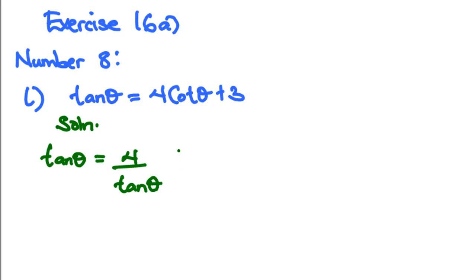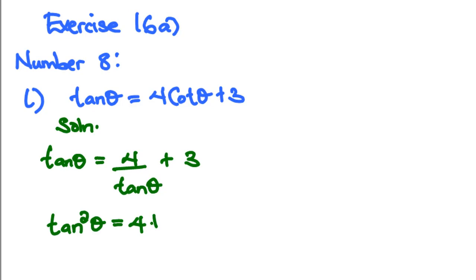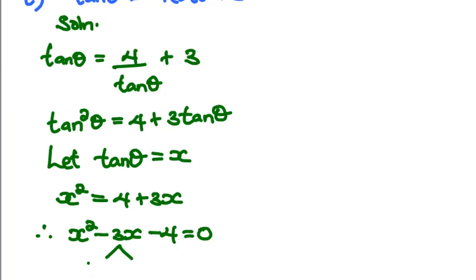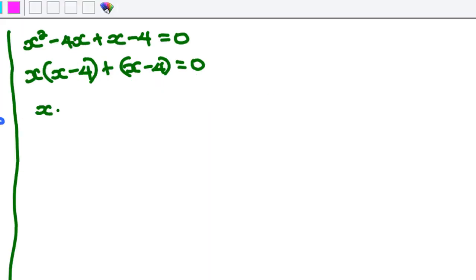In our solution, we are going to express cot in terms of tan, where we obtain 4 over tan theta. Then when you cross multiply, you obtain tan squared theta is equal to 4 plus 3 tan theta. Now at that point, we let our trig function tan theta be equal to x, substitute x into that equation, and we have a quadratic equation in terms of x. The roots are going to be 4 and negative 1, and when you place them in that quadratic equation, it solves down to (x minus 4)(x plus 1), which is equal to 0.